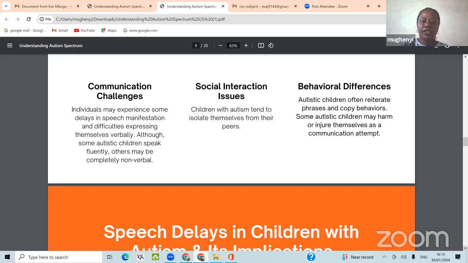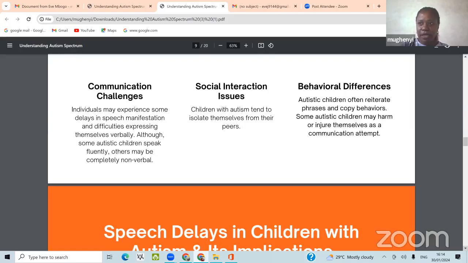In social interaction, most of them isolate themselves from their peers. If you want to join them with their peers, to play together, read together, or do any activities together, they just isolate themselves and want to do things alone. In behavior, they often repeat and copy behaviors. Some autistic children may harm or injure themselves as a communication attempt.